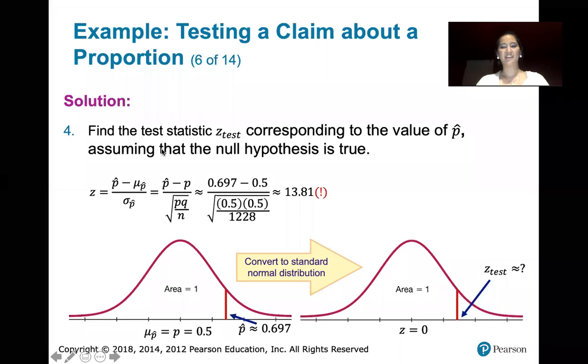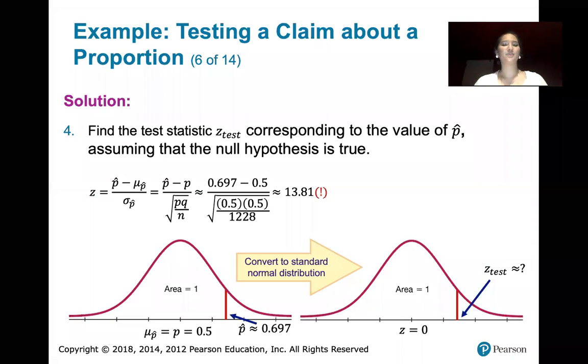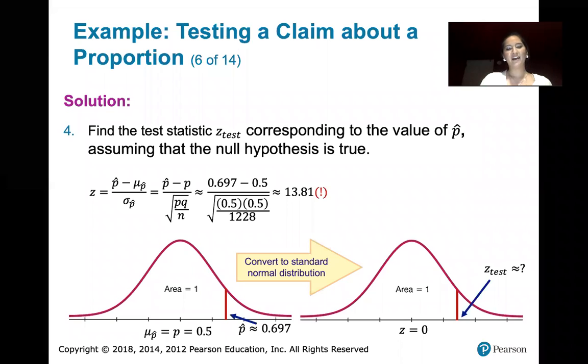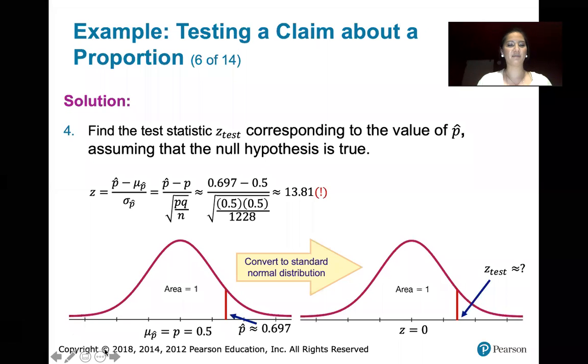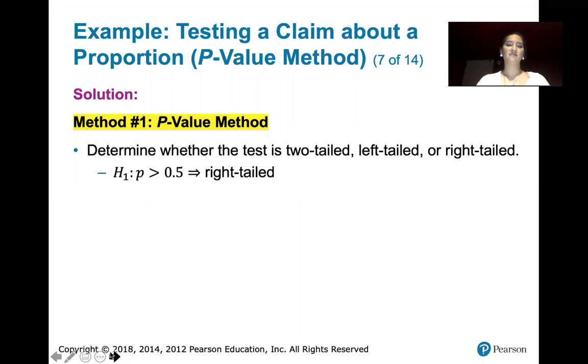Sorry about that. So z equals 13.81, which means our p hat is 13.81 standard deviations above the mean, given that the null hypothesis is true. So I think p hat's significantly high, and we're going to reject the null. But let's prove it using both the p-value method and the critical value method. So first, let's look at the p-value method. In order to do that, we need to determine whether the test is two-tailed, left-tailed, or right-tailed. And in order to determine that, we've got to look at the alternative hypothesis.